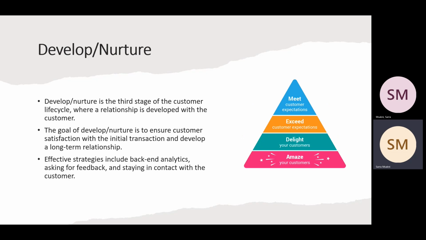Now, the third stage of the customer life cycle is to develop and nurture. So once a customer makes their initial purchase, the business needs to keep in contact with them. So this stage involves developing a relationship with the buyer, ensuring that they're fully satisfied with their initial transaction. We can also use back-end analytics to predict what else they may like based on what they bought the first time around. Asking for feedback also helps develop the relationship, as customers like that their opinion is valued. So by effectively nurturing the relationship, we will increase the chances of customer retention and also advocacy.